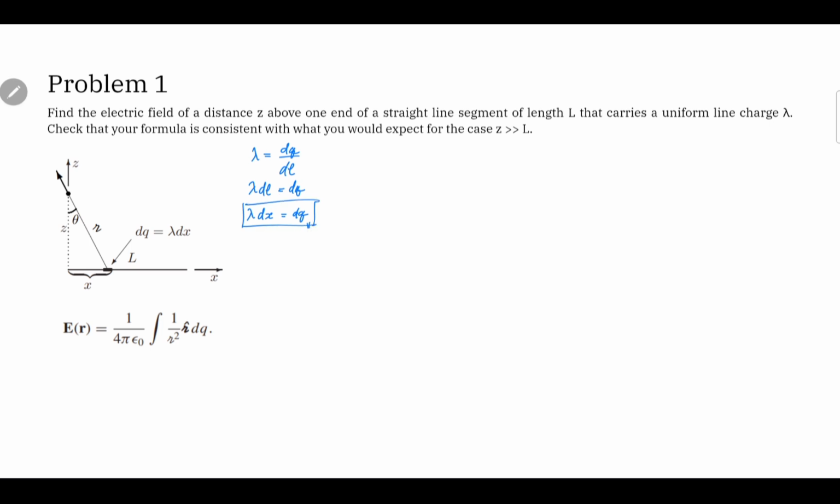Now we have our first variable simplified. So dq is now in terms of our linear charge density, which is already given in the problem, and is also in terms of x, which we can integrate later on. Next thing we would like to do is eliminate this variable here, this unit vector r hat.